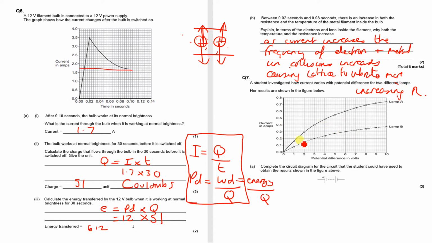Okay, right, the next one says complete the circuit diagram for the circuit above so that the student could have used to obtain the results. So he needs to measure the current in amps with a lamp and the potential difference. So we've just put again our circuit with an ammeter. We need a lamp, and we also need a voltmeter which measures the voltage in parallel.